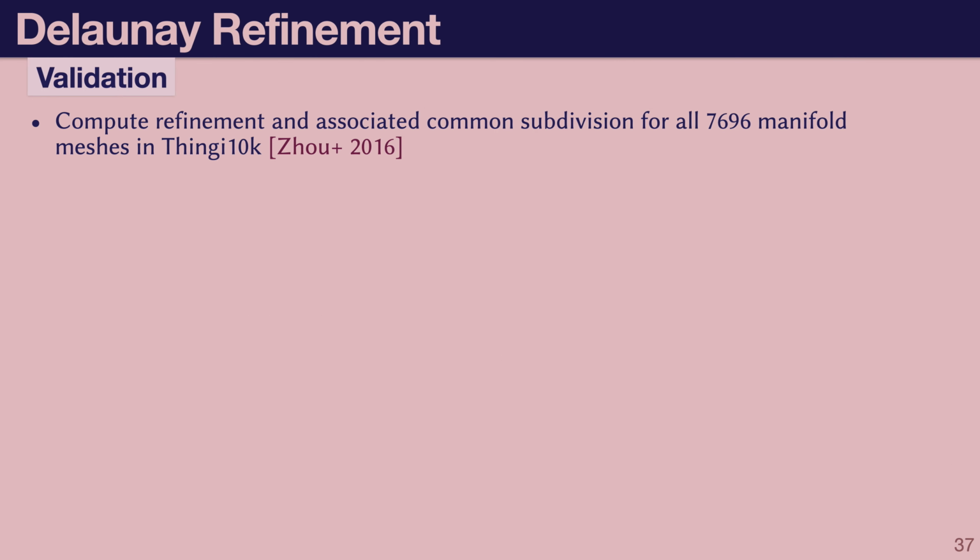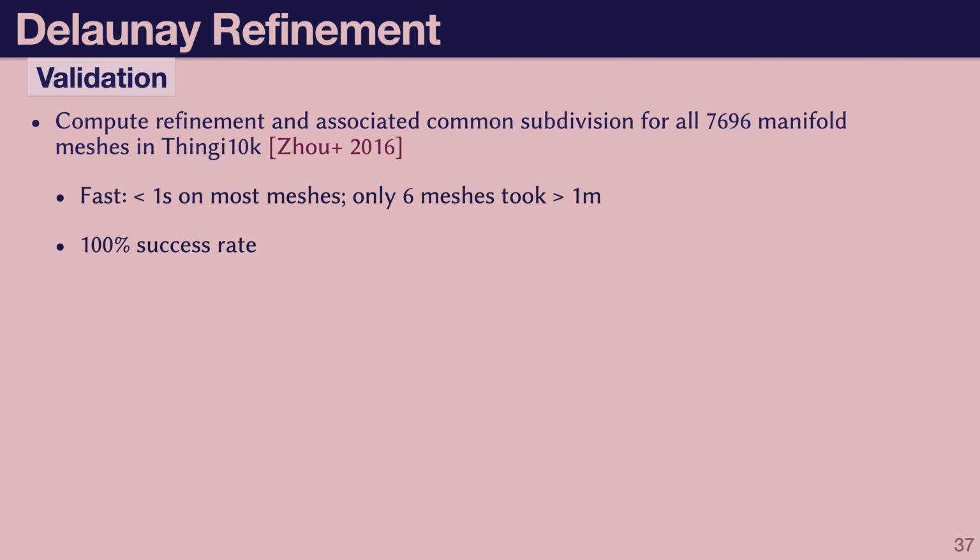To validate our data structure, we computed intrinsic Delaunay refinements and the associated common subdivision on all of the manifold meshes in the Thingi10K dataset. Computing these Delaunay refinements was quite fast. On most meshes it takes less than a second, and there were only 6 meshes where it took over a minute, and on each of them it took only a few minutes. And we successfully obtained Delaunay refinements and common subdivisions on all of these meshes.